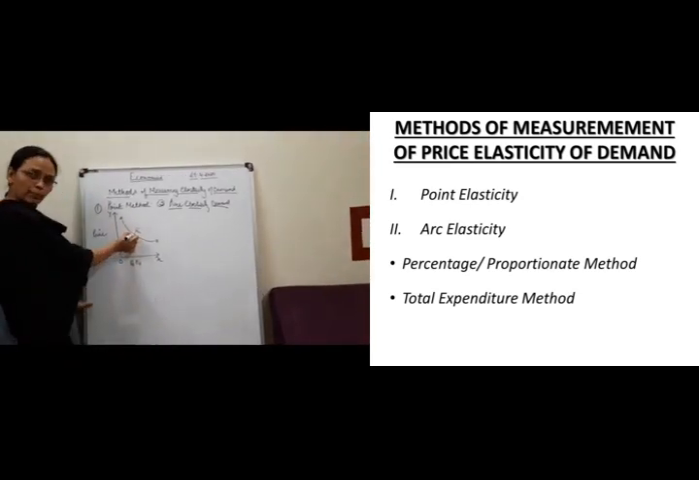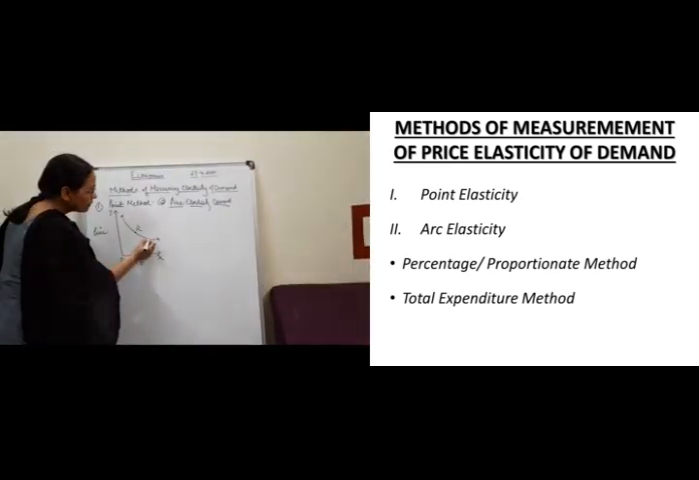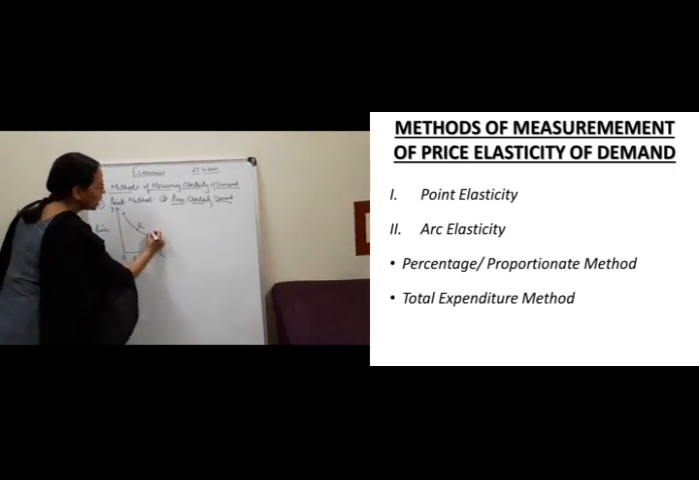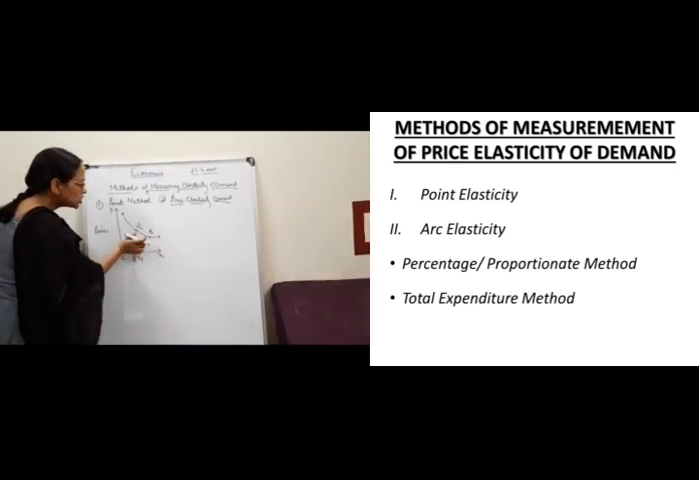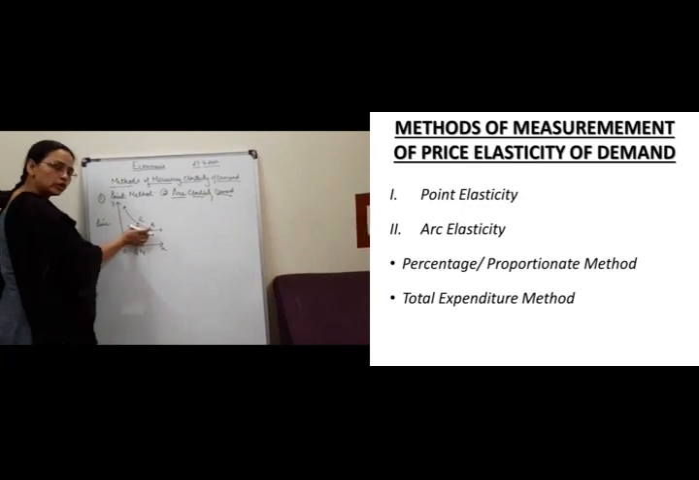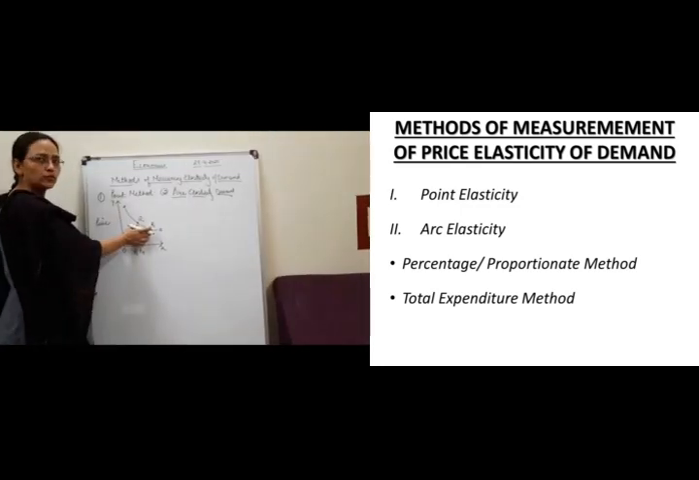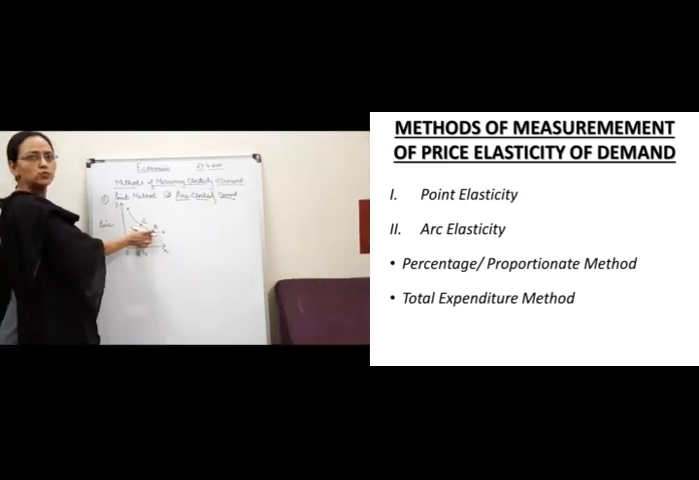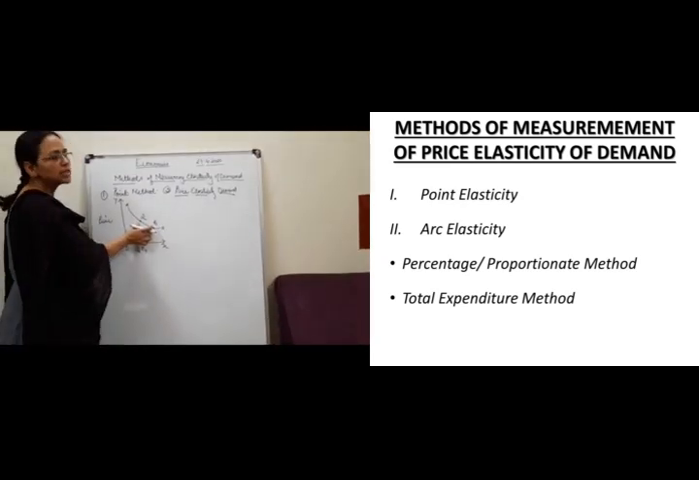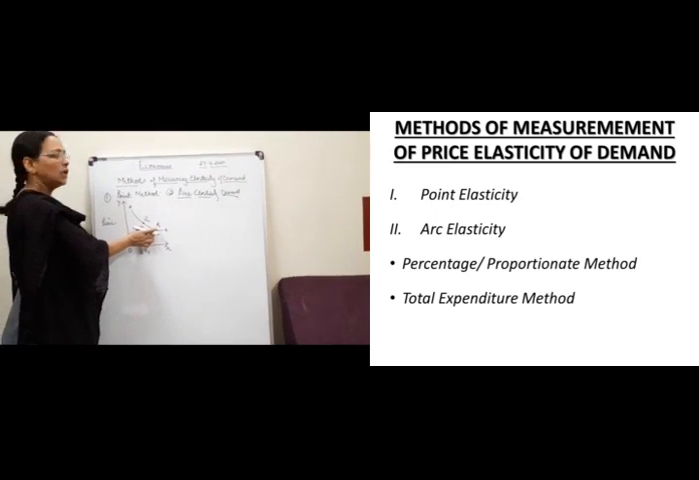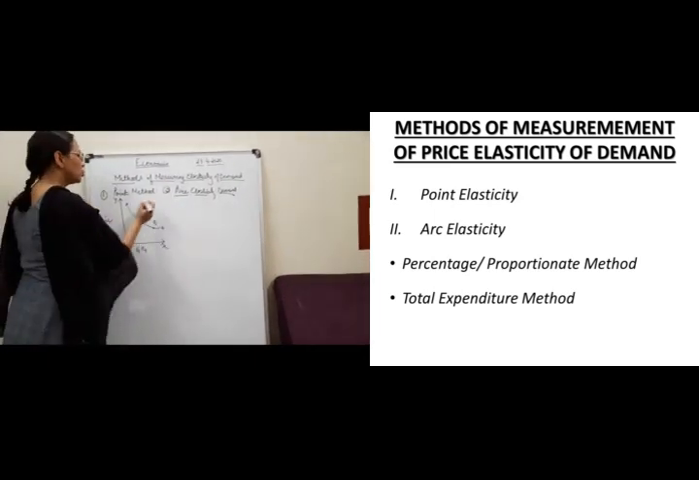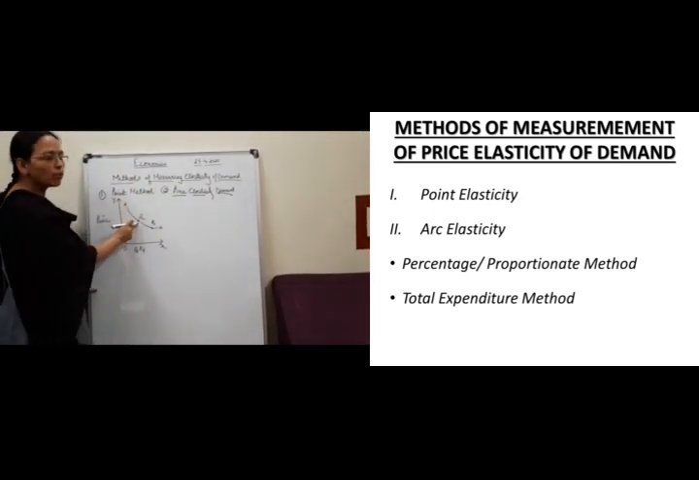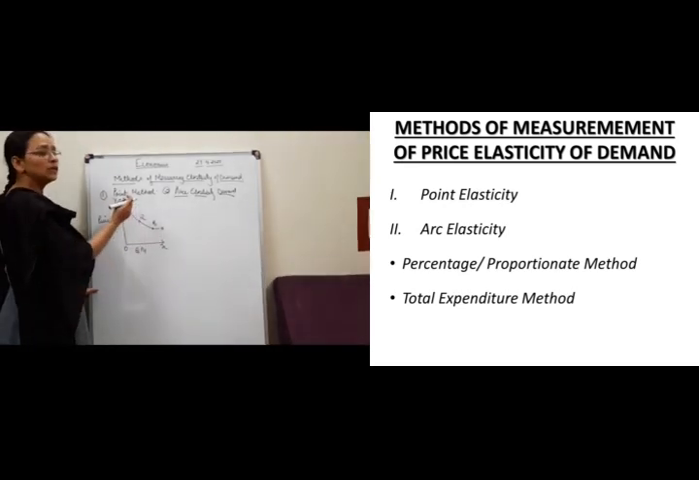Suppose we were given a point over here. Now we give one more point over here, R1. Now this is the range given to us between R to R1. This is a finite range. When we measure elasticity between this finite range, then we term it as arc elasticity.